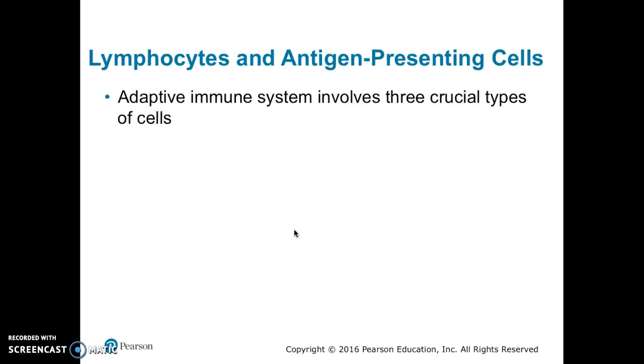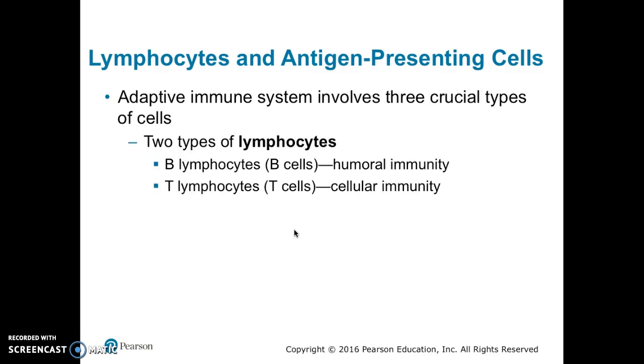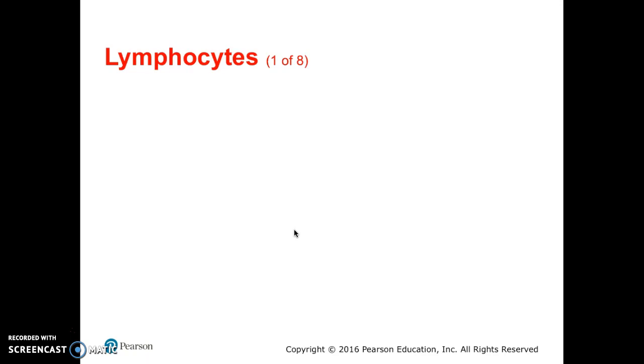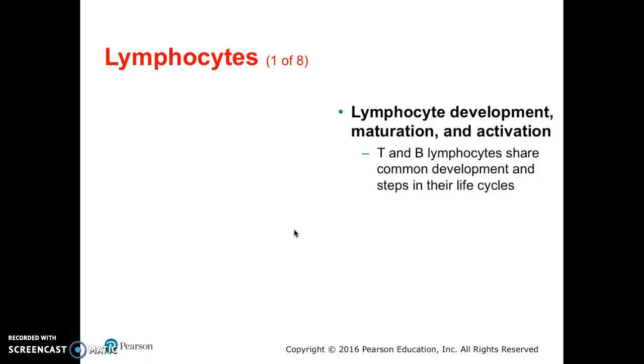Adaptive immunity involves 3 types of cells. B lymphocytes or B cells, which are involved in humoral immunity. T lymphocytes or T cells, which are involved in cellular immunity. And antigen-presenting cells, or APCs, which play essential auxiliary roles in immunity. Beginning with lymphocytes.